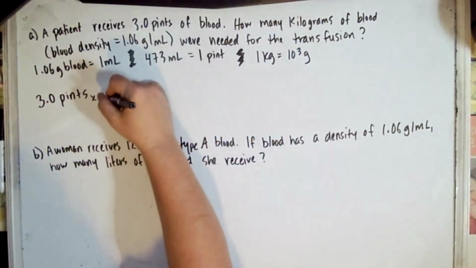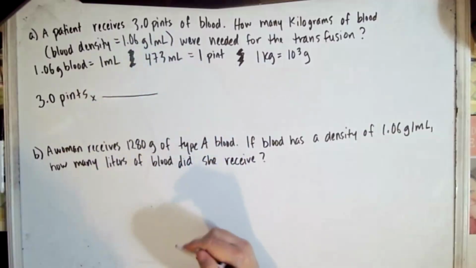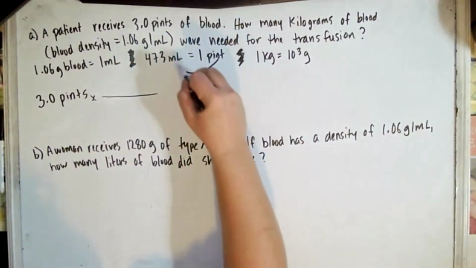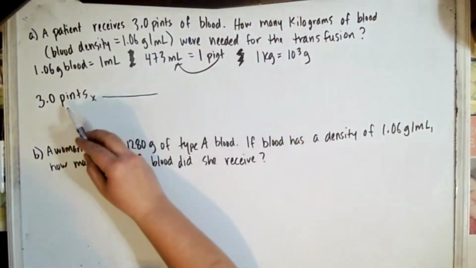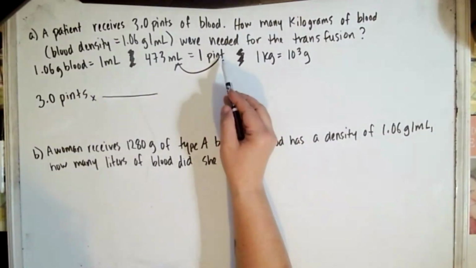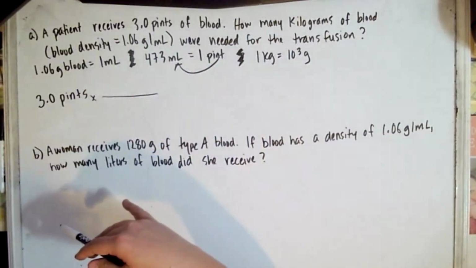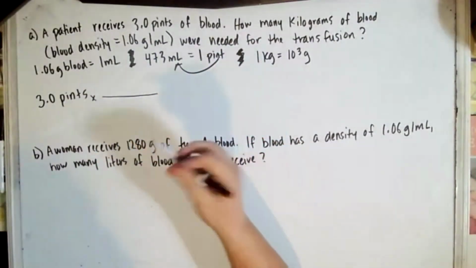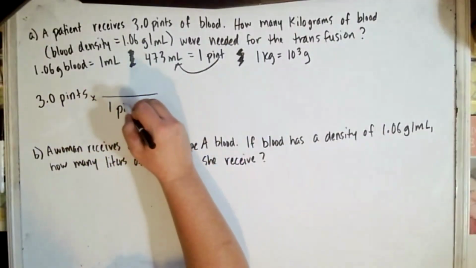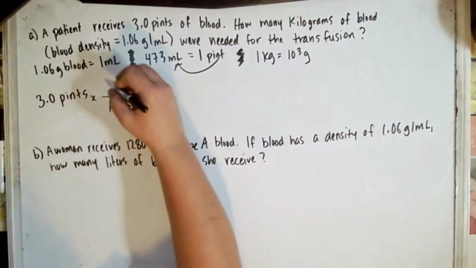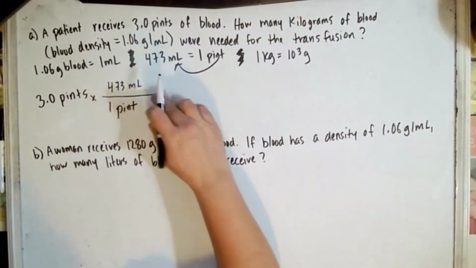So if we have 3 pints of blood, the first conversion that we're going to make is to take our pints and convert it into milliliters. That's how you know where to start. Because if they start with pints, you start with pints. If they started with quarts in the last example, so we started with quarts. So we'll put our 1 pint on the bottom and our 473 milliliters up top.